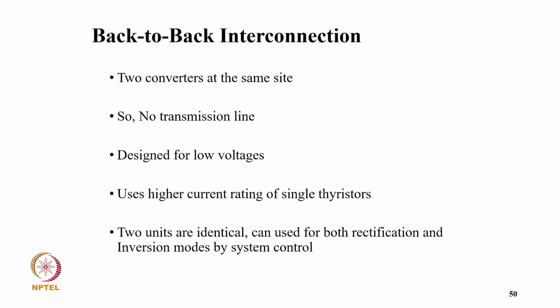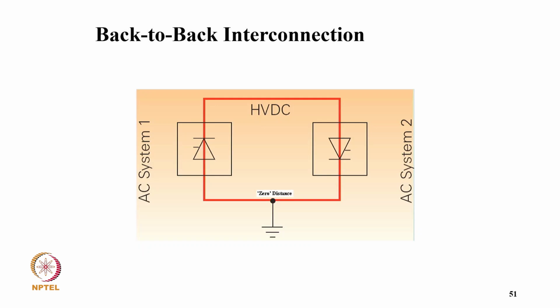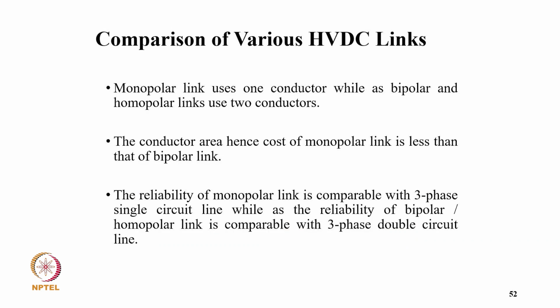So now back-to-back interconnection: the two converters are at the same site, and so there is no transmission line. Designed for low voltage, using the higher current rating of a single thyristor. The two units are identical and can be used for both rectification and inversion modes by system control. And they are typically back-to-back with zero distance. Two converter stations, AC system one, AC system two with the converter system.